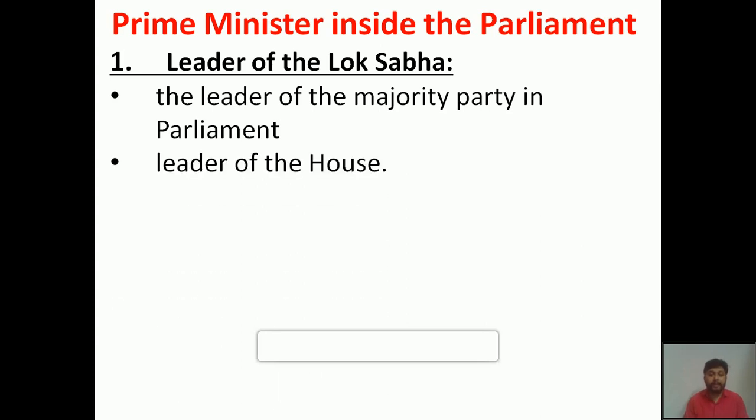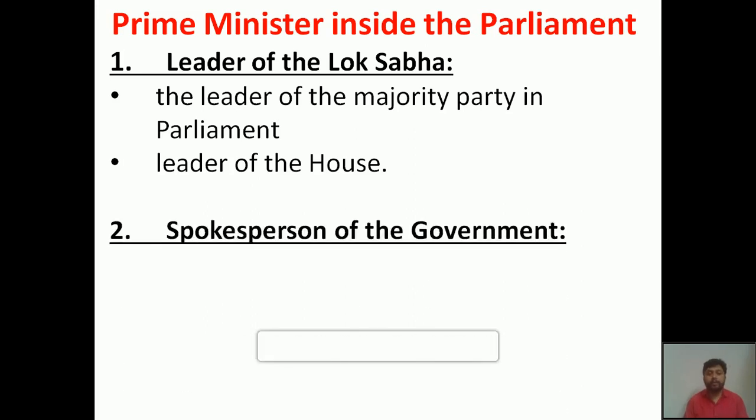Since he becomes the Prime Minister, he will be the leader of the House, because in the Parliament, the majority party will be taking major decisions. So the Prime Minister will be getting the support of the majority in the Parliament, and the members will be helping the Prime Minister in doing all the different activities. So the leader of the majority party becomes the Prime Minister. That's why the leader of the House will be the Prime Minister.